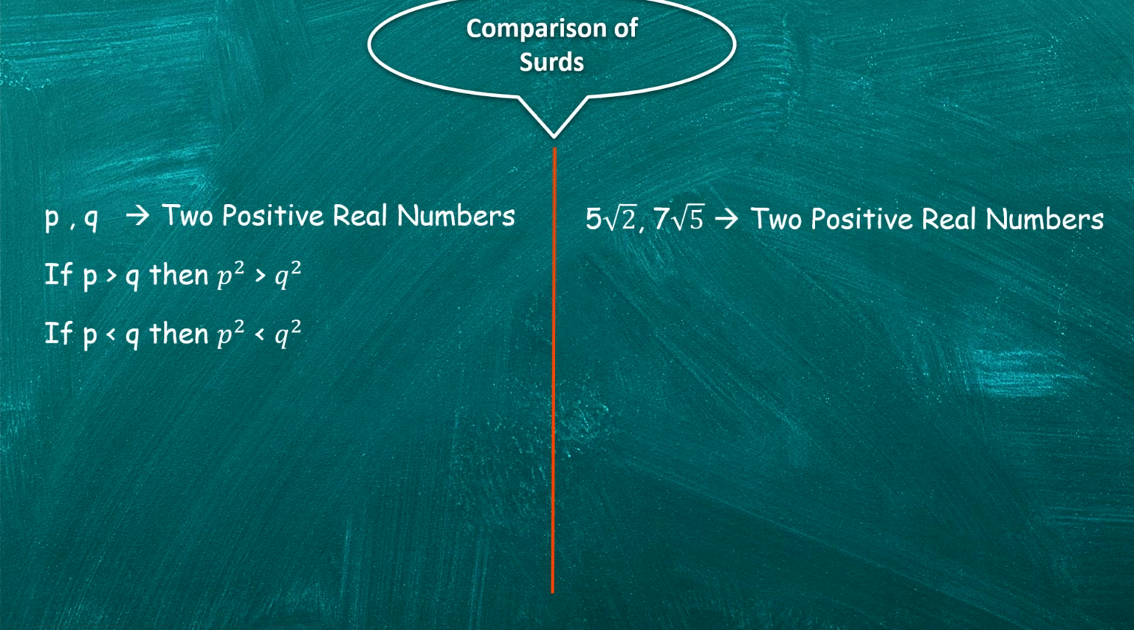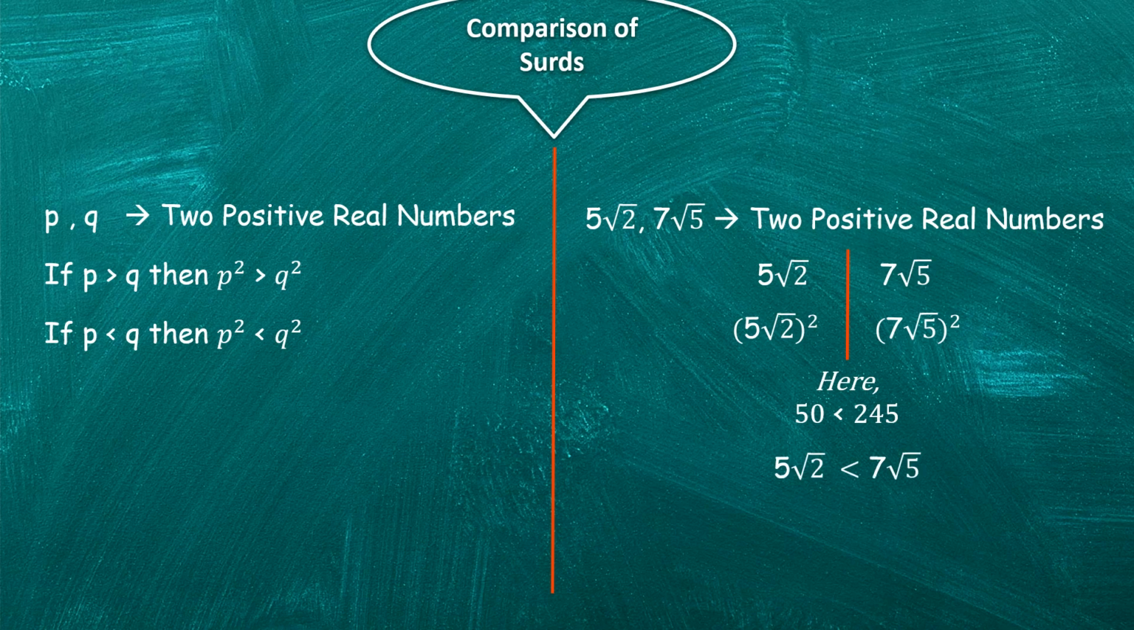5 root 2 and 7 root 5. Here these two are positive real numbers. Now if we take the square of these, 5 root 2 square and 7 root 5 square, then what we'll get is 50, and for 7 root 5 we'll get 245. Here obviously 50 is less than 245, so what we can conclude is 5 root 2 is less than 7 root 5. So hope you are clear with comparison of surds.